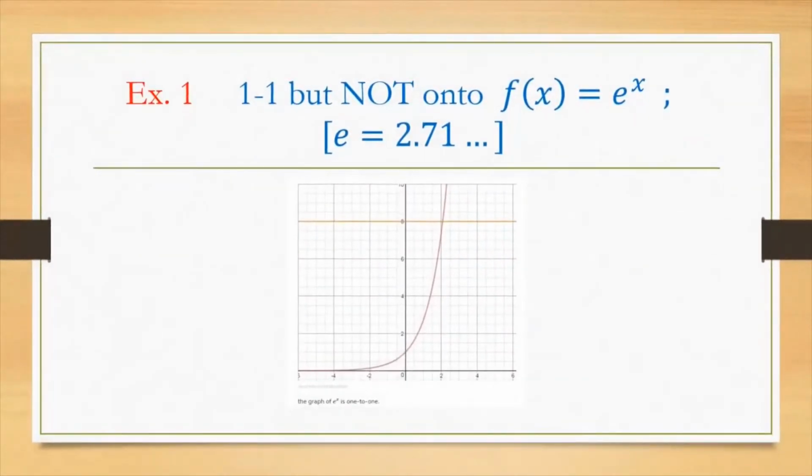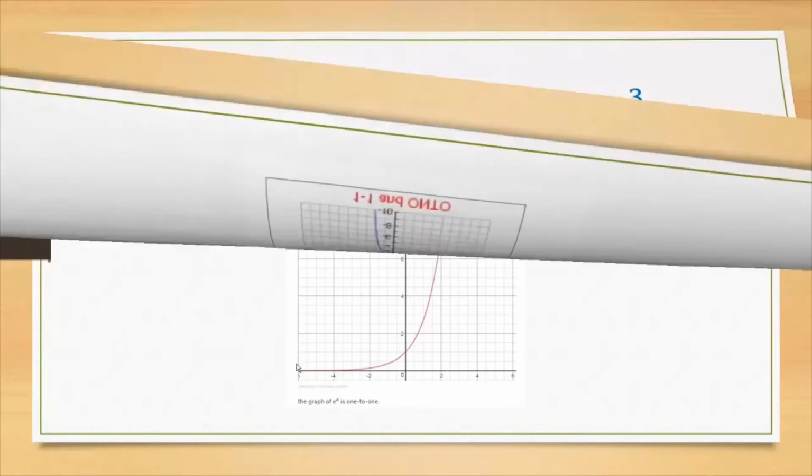So next is a function which is one-one but not onto, right? The function is f of x equals e power x, right? e is a number which is approximately 2.71. So consider this.